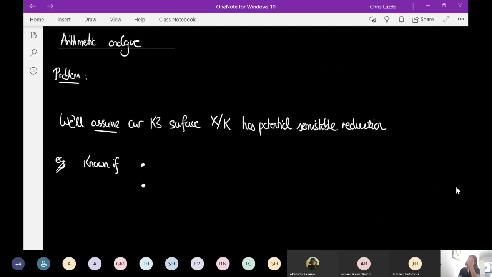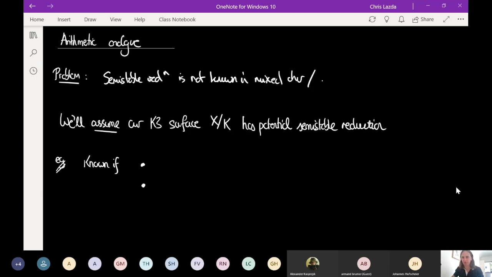Okay, so if we want to try and do an arithmetic analog of this, then we run into one problem very quickly. And that is that semi-stable reduction is not known in either mixed characteristic or equicharacteristic p. And this is something that we're not going to try to get around. We didn't really have anything to say about the general problem of semi-stable reduction.